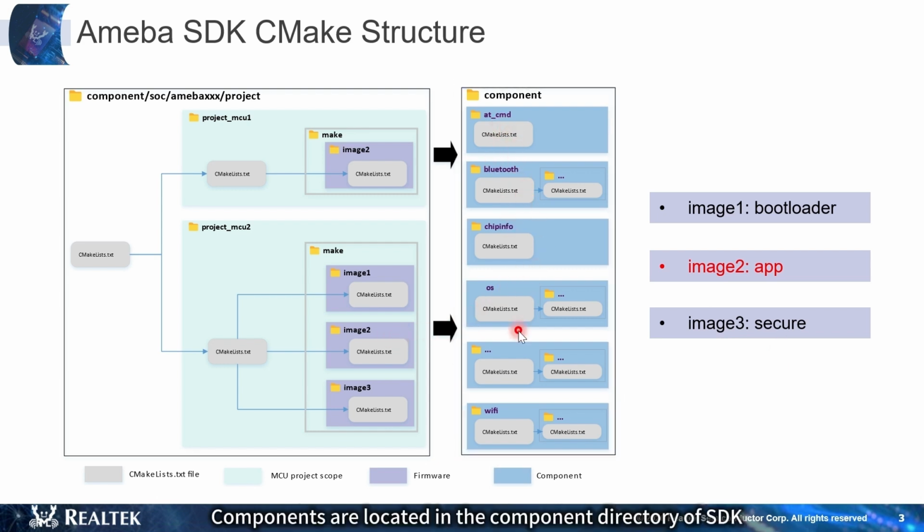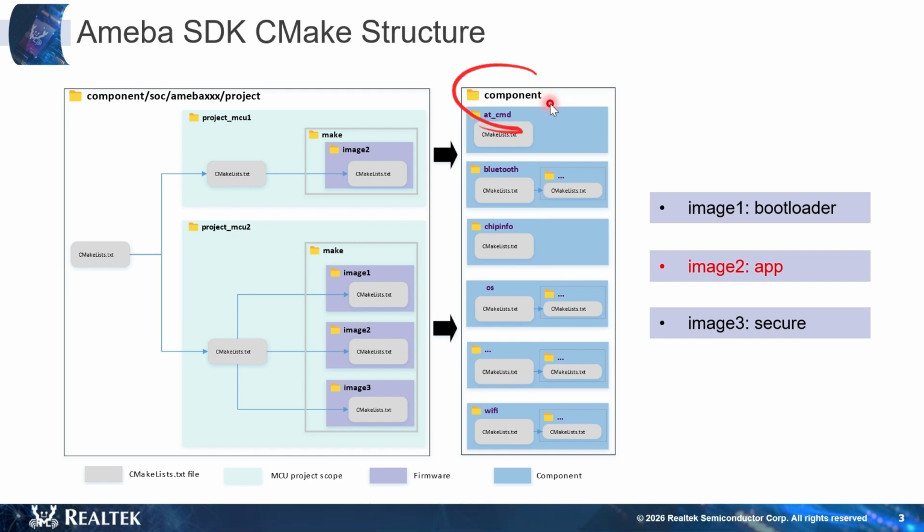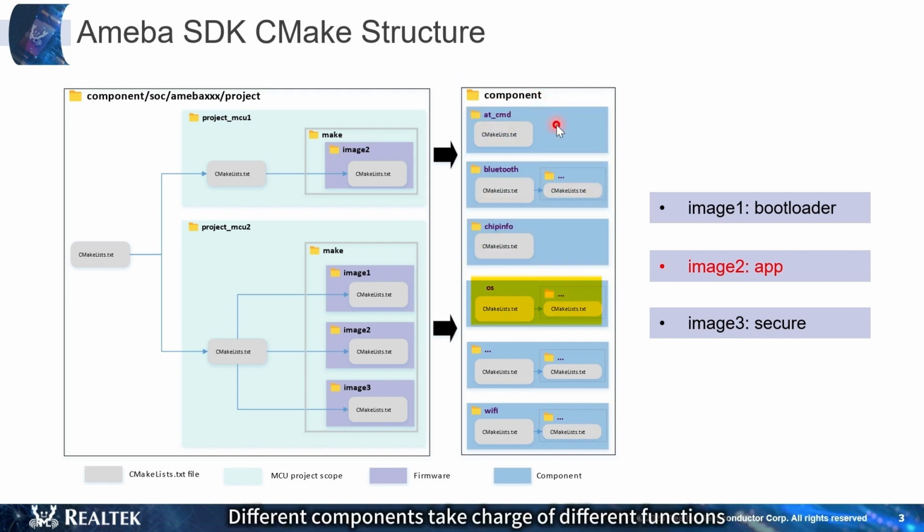Components are located in the component directory of the SDK. Different components take charge of different functions. For example, AT commands and OS both belong to components. The CMake list file in their respective directories defines the corresponding build rules and private configurations, and private configurations can override global ones. Firmwares are independent of each other. Users can modify build options, as well as add or remove components in the firmware CMake lists file.